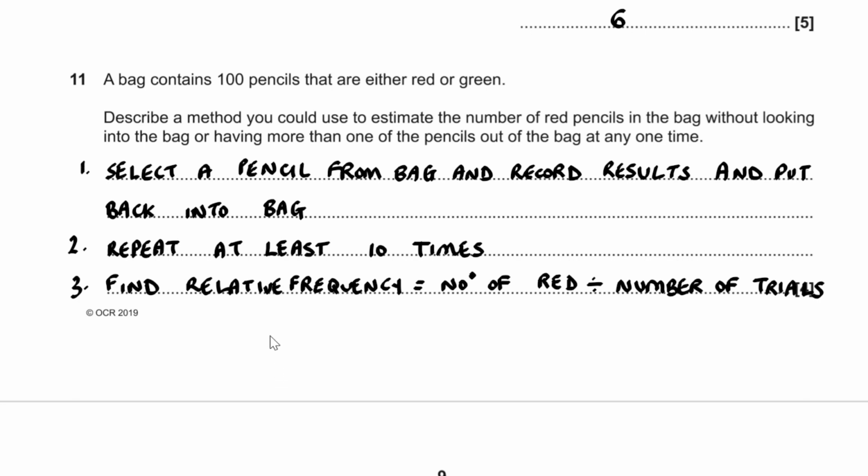We then find the relative frequency, which is given by the number of red pencils divided by the total number of trials. And then our fourth step is to recognize that the relative frequency times by 100 gives us the estimate, and of course we've got 100 pencils in the bag.